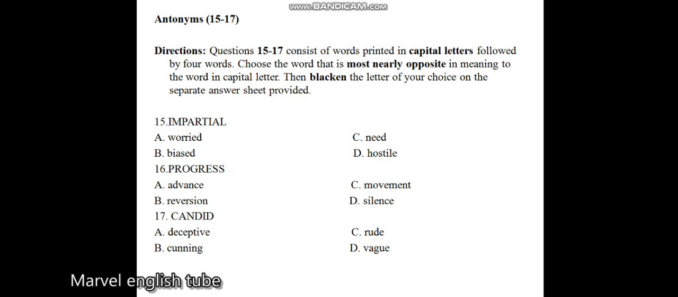Antonyms. I'll get to the directions, which read like this: Questions 15 to 17 consist of words written in capital letters followed by four words. Choose the word that is most nearly opposite in meaning to the word in capital letters. So four words are given and we look for the opposite of the word. Here are the questions, there are 3 and one each.